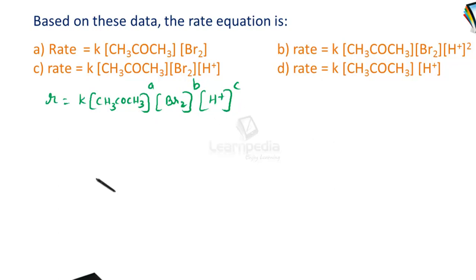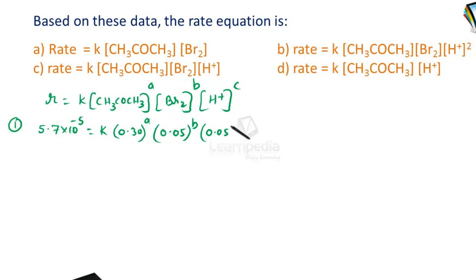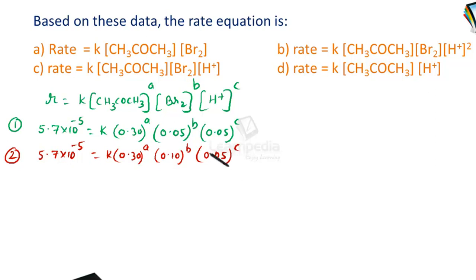When we substitute the data given in the first experiment, we get like this: R is given as 5.7 into 10 power minus 5, and this is K, and acetone concentration is given as 0.30 to the power of A, and bromine concentration given as 0.05 to the power of B, and H plus ion concentration given as 0.05 to the power C. Similarly, in the second experiment, the data is like this: 5.7 into 10 power minus 5 is equal to K into 0.30 to the power of A into 0.10 to the power of B and 0.05 to the power of C. In the same way, we can even write for the third experiment as well as the fourth experiment.